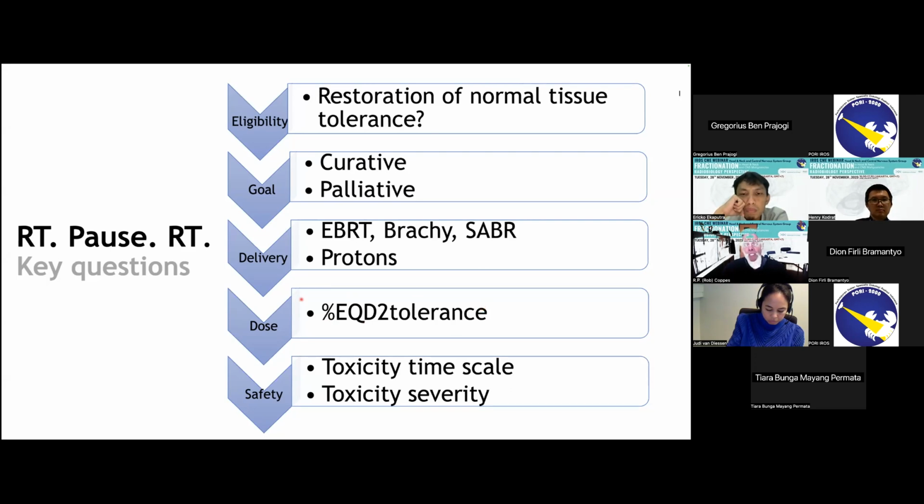And then you can see if there's some tolerance remaining, or that the restoration of the normal tissue may slightly increase the tolerance of the normal tissue that you are co-irradiating, right? So this is very important for safety, that you look at the toxicity time scale and the toxicity severity of the patient that you may already see before you start retreatment.